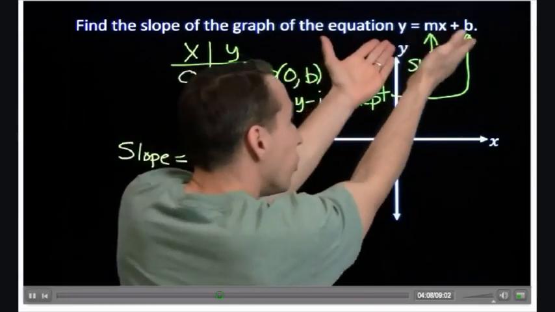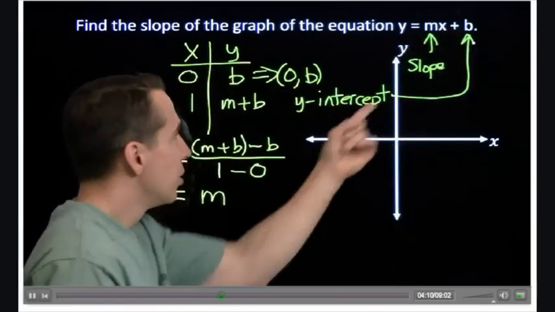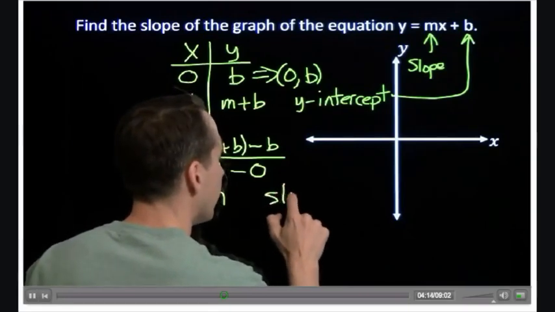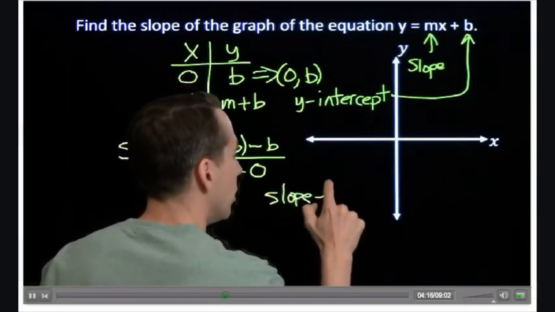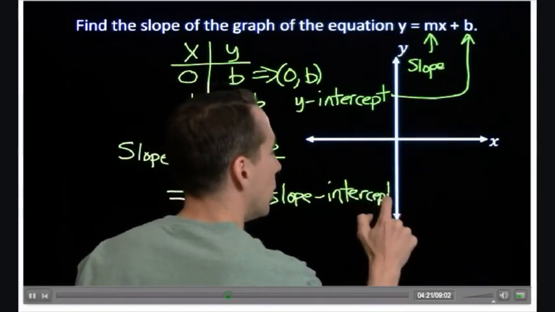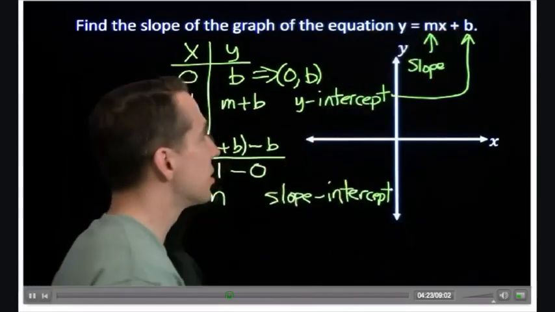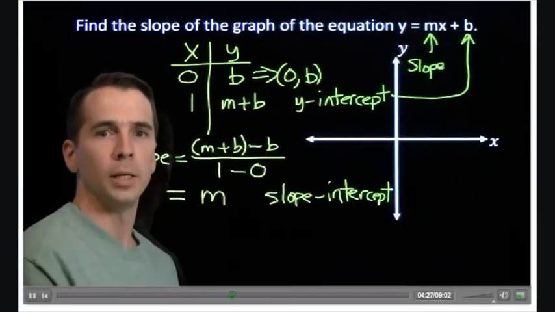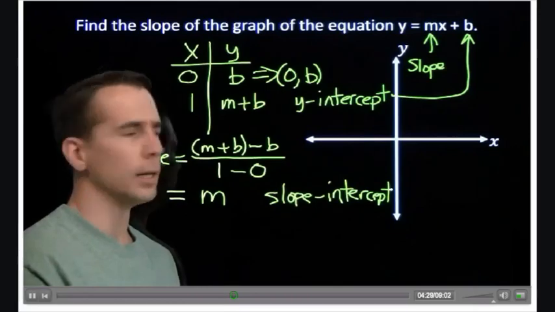And because this form of an equation so quickly tells us the slope and the y-intercept, we give it the very clever name of the slope-intercept form. Because you can just glance at this and see the slope is m and the line goes through the point (0, b).